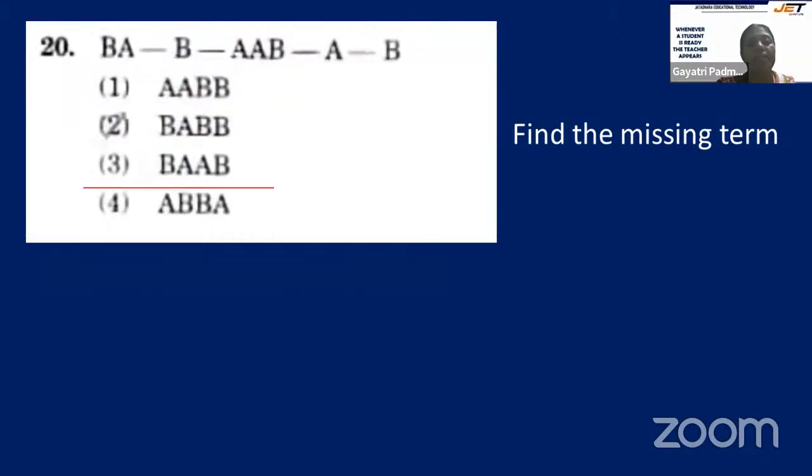All right, let's move on to the next question, the 20th one. We have BA dash B dash AAB dash A dash B. If you see, A is being repeated twice. B is also repeated twice. With that clue, I'm sure you must be able to do this. All right, let's see the answer. Your 30 seconds is almost going to get over.